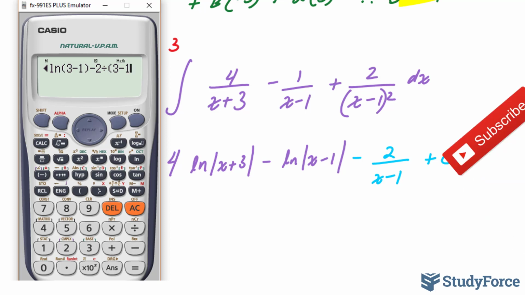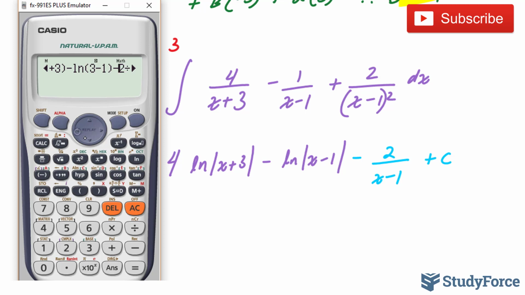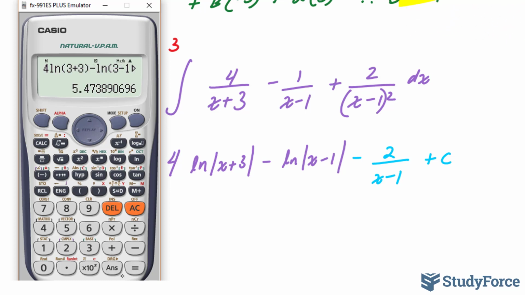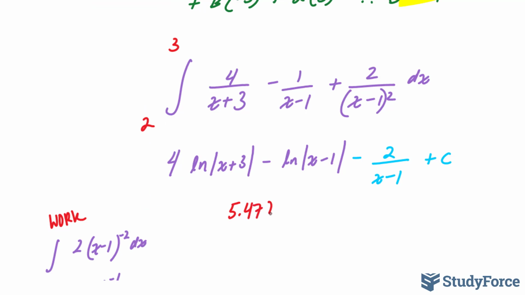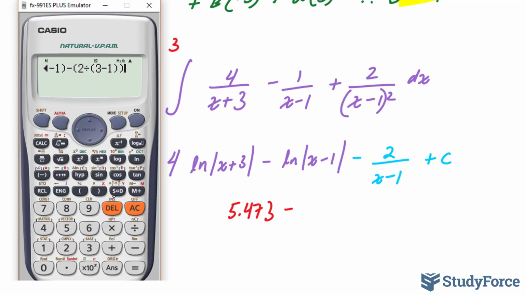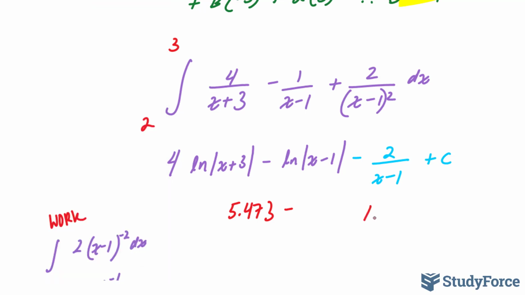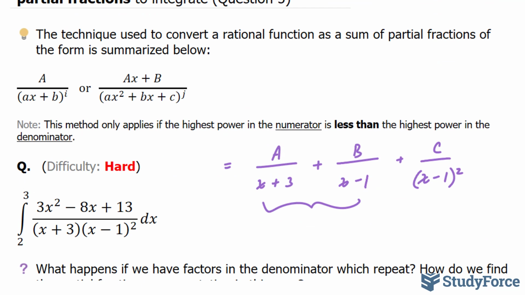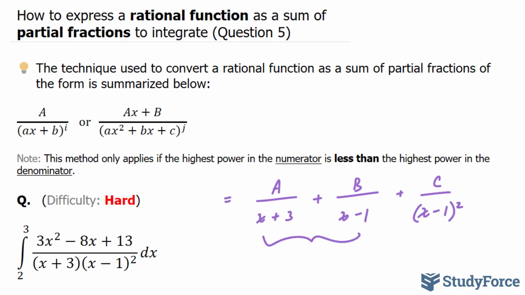And just to prevent any sort of miscalculation, I'll put this in brackets as well, leaving us with 5.73. Now all I have to do is switch my 3's with 2's, giving us 4.43. Subtracting this from that, I end up with 1.035. This right here represents the area for the following integral between 2 and 3. And there you have it. That is how to express a rational function as a sum of partial fractions to integrate.